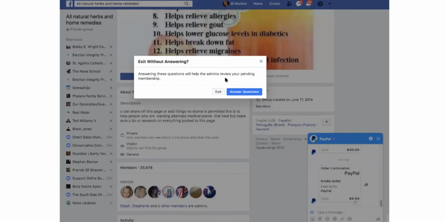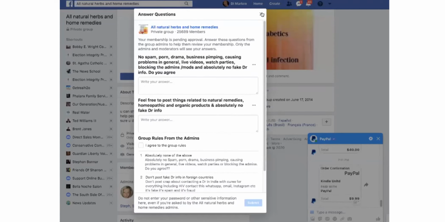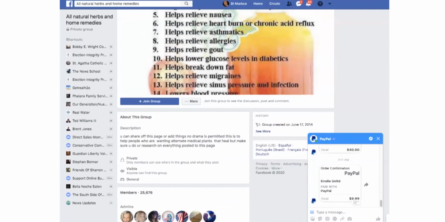Answer these questions will help admins review your pending membership. So I answered the questions already, right? So it should go to pending. Let's look at the other one, because this did not go into pending. We'll figure out that later. Let's look at the next one.